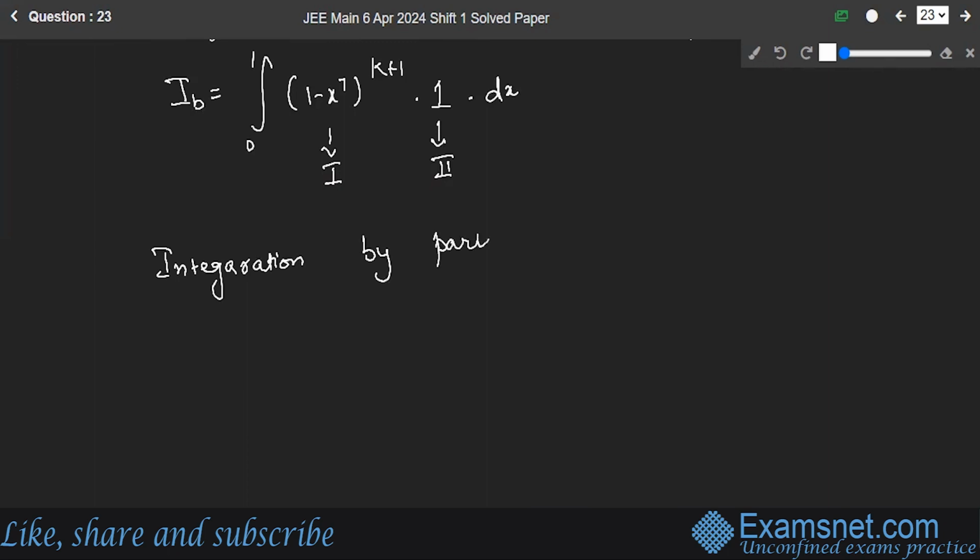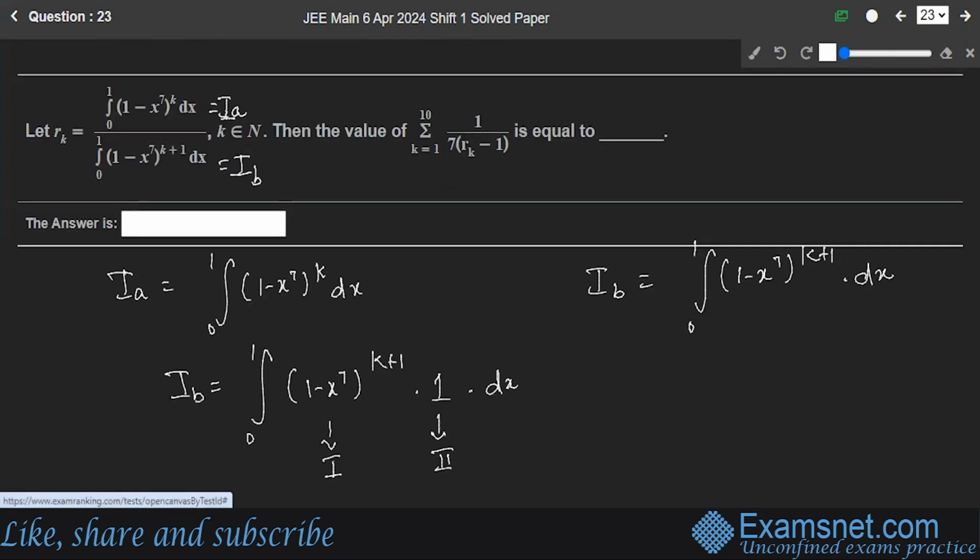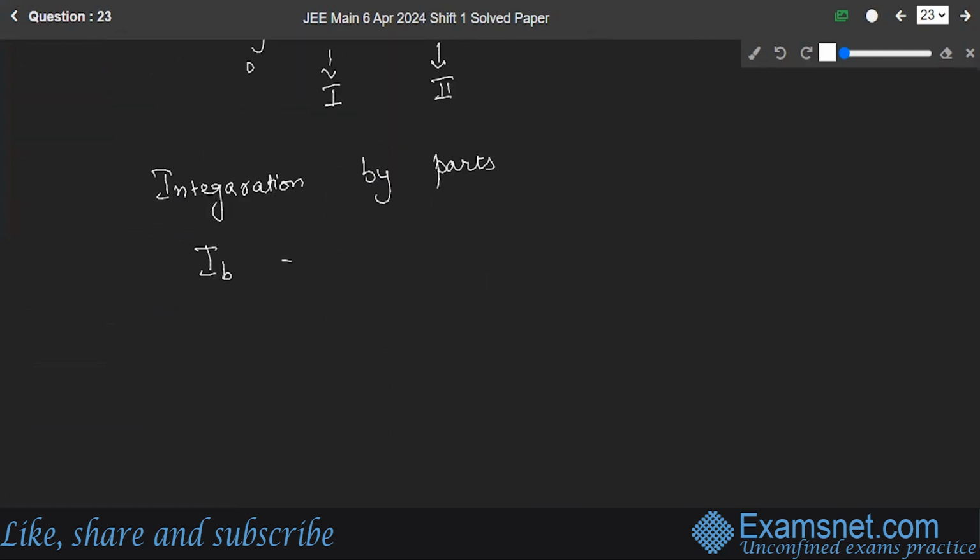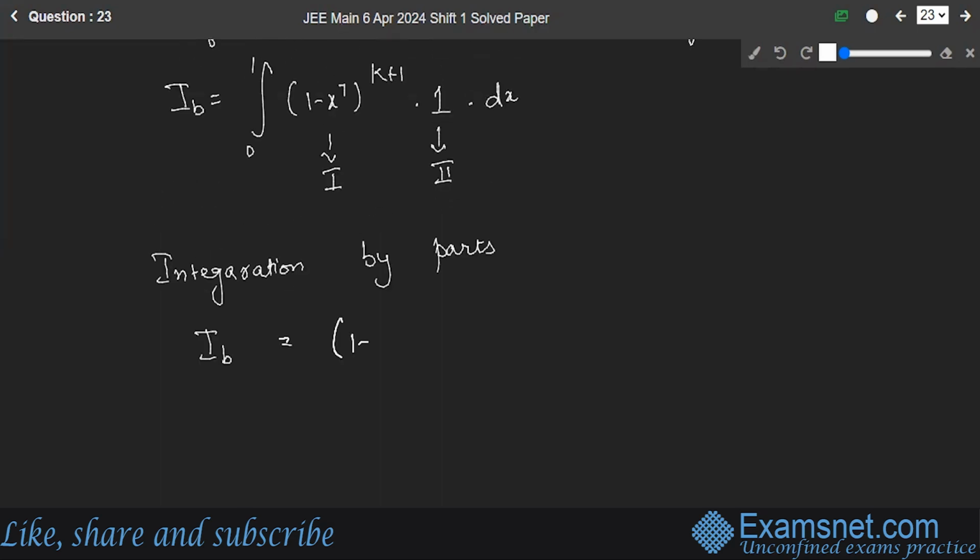All right. So you have IB, 0 to 1. So this is first function into integral of second. So this is equal to first function into integral of second, limits were 0 to 1, minus integral of derivative of first.